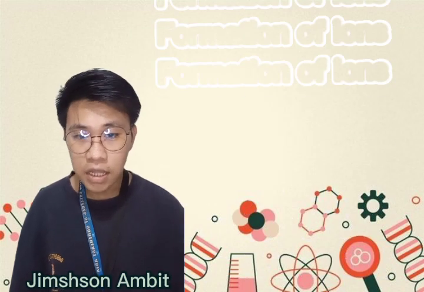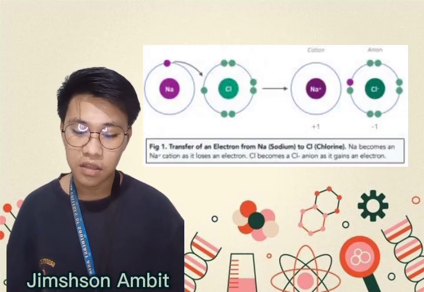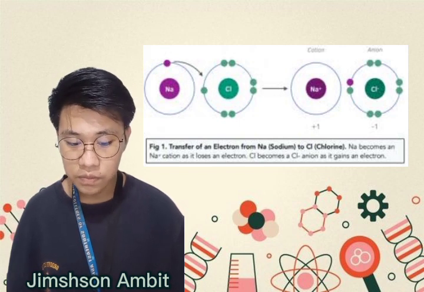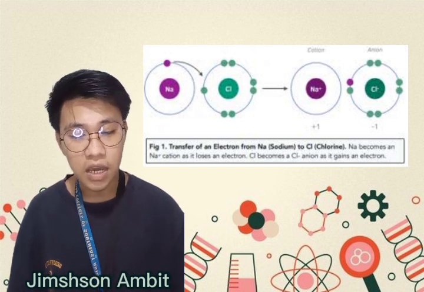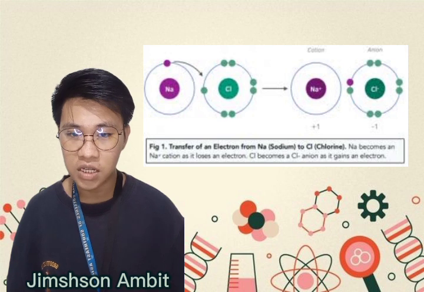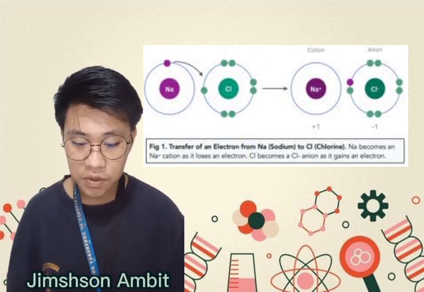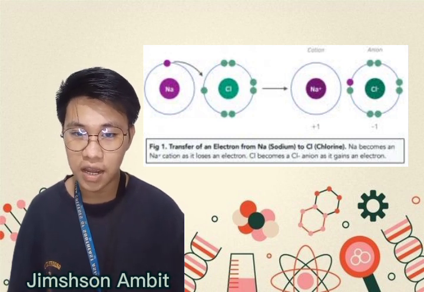Now, let's talk about the formation of ions. The atom that loses electrons becomes a positively charged ion, which is called a cation. Then the atom that gains electrons becomes a negatively charged ion, which is called an anion.